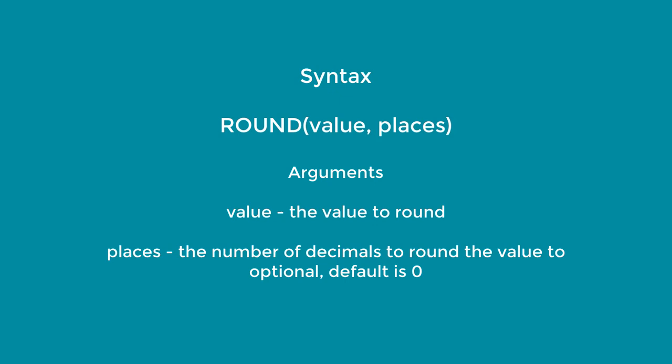The round function can have two arguments: value, which is the value to round, and places, which is the number of decimals to round the value to. This is optional and the default is 0.